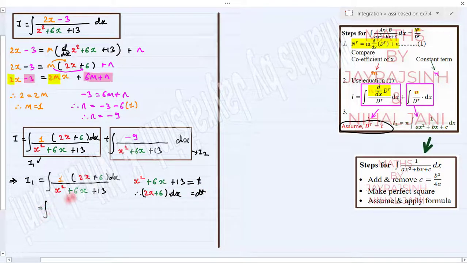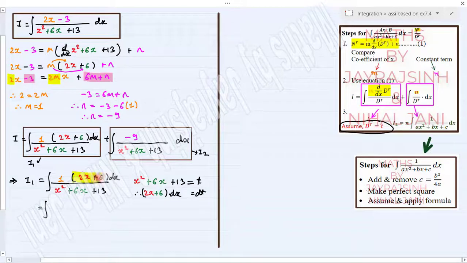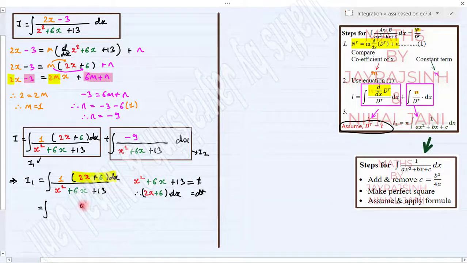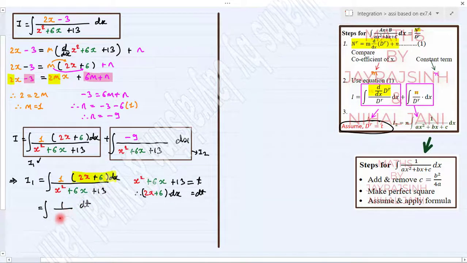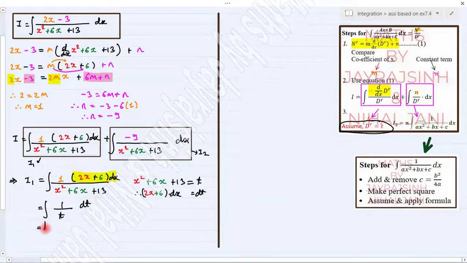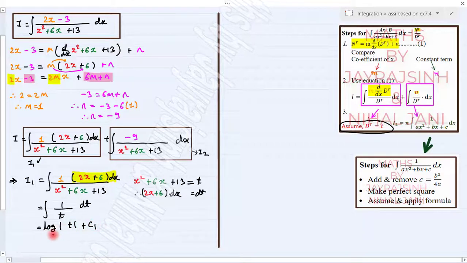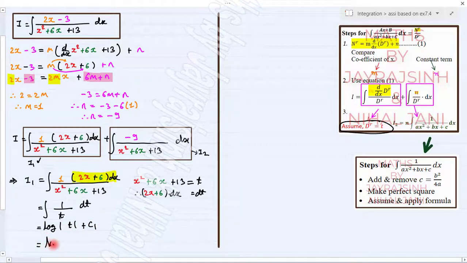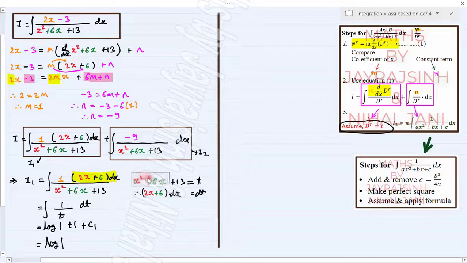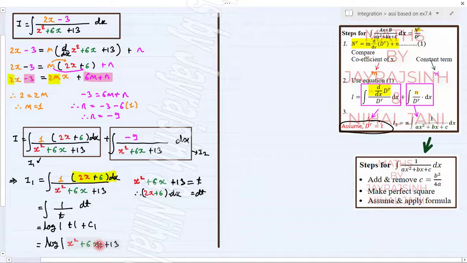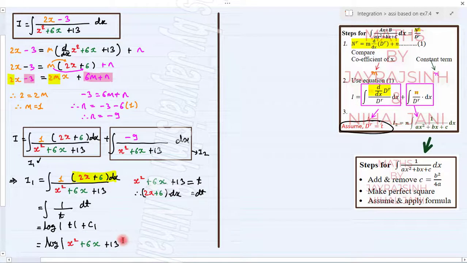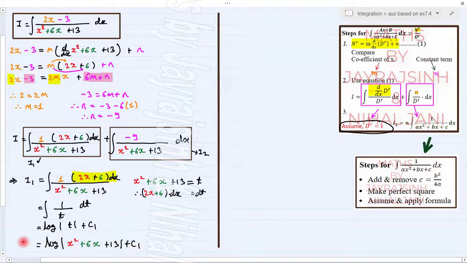So, our integration will be modified as this (2x plus 6) dx will become your dt, and we will get 1 upon t, and its integration is simply log mod t plus c1, or we can say if we substitute the value of t, which we assumed as x square plus 6x plus 13, we will get your I1.